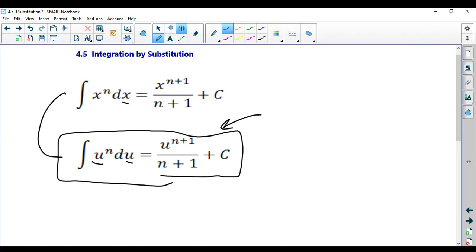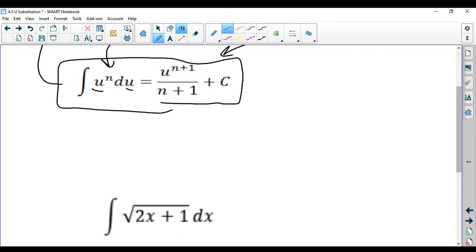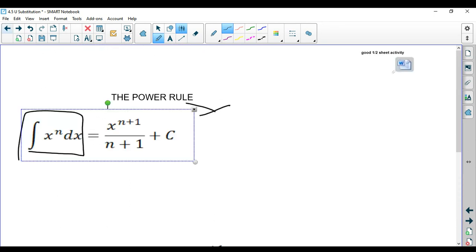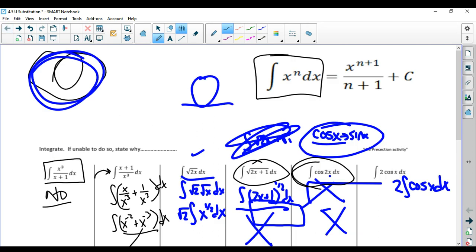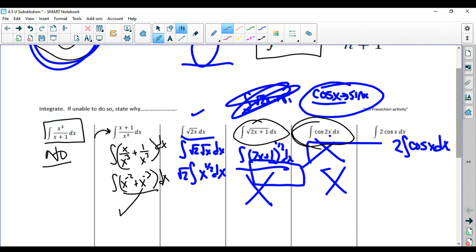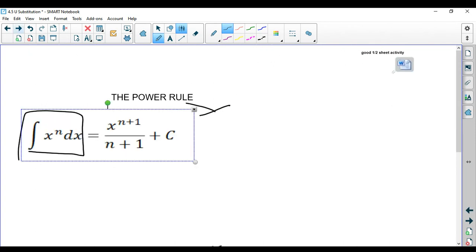And that's what u substitution comes down to. And that's how easy it is. We're not making up anything really new, but the whole work is trying to get a function of x changed into a function of u like that. So here's a quick example of how you would do that. This goes back to, if you watched the last video, we looked at all of these and we saw that this is one we definitely could not do with our basic power rule. So now we're going to use u substitution.